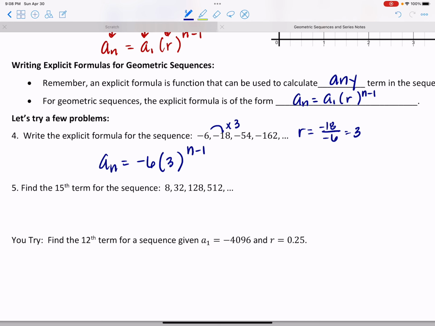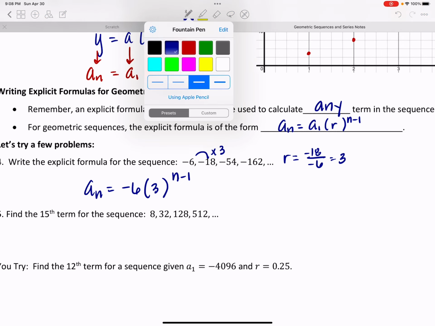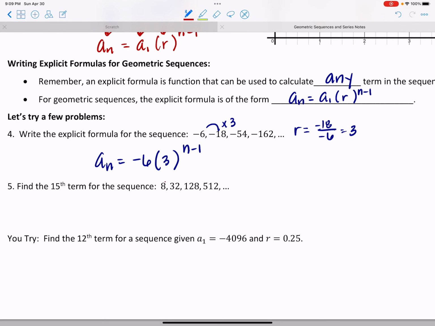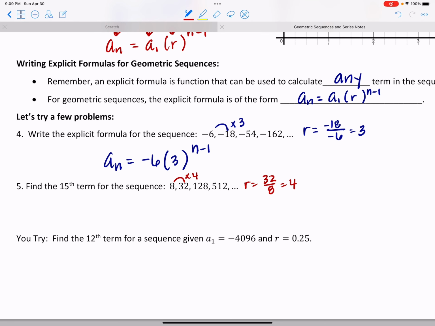Now remember, the purpose is to calculate a term, so we would do the same thing in number 5. If I want to find the 15th term, I'm going to start by writing my explicit formula. So I can see here I am multiplying by 4, and that's going to continually grow there. Or again, if you took 32 and divided it by 8, you would see that common ratio of 4. So any term here is going to be, let's see, this list starts at 8, and then we multiply by 4 to the n minus 1 power.